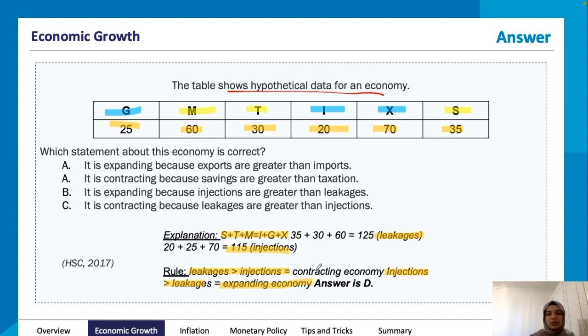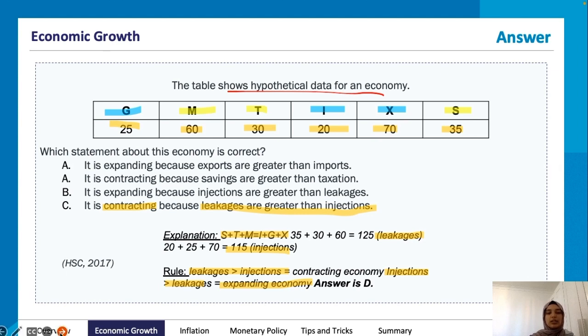And so if that was the case, which it is not here, sorry. So it is contracting because we've got 125 of leakages, which outweighs the 115 in injections. All right, so that's why, again, it has more leakages than injections, so it's a contracting economy. So it is contracting because leakages are greater than injections, and that would be the answer. So hopefully that's making sense. So that's from the 2017 HSC paper.